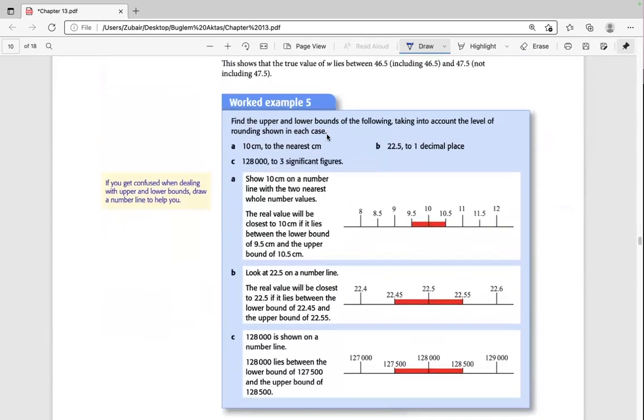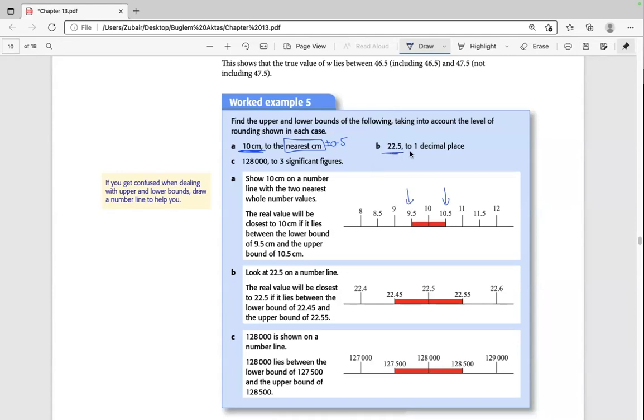Okay. Find the upper and lower bound of the following, taking into account the level of rounding shown in each case. 10 centimeter to the nearest centimeter. So now when we're talking about 10 centimeter, nearest centimeter, this is the accuracy. So we will add and subtract half of a centimeter. So upper bound is 10.5 and lower bound is 9.5.